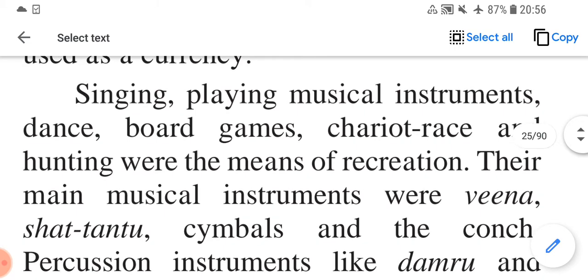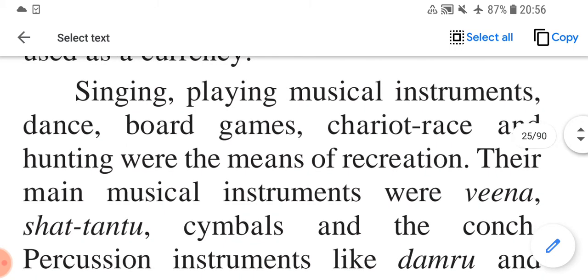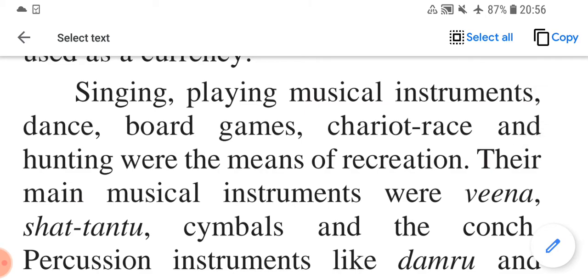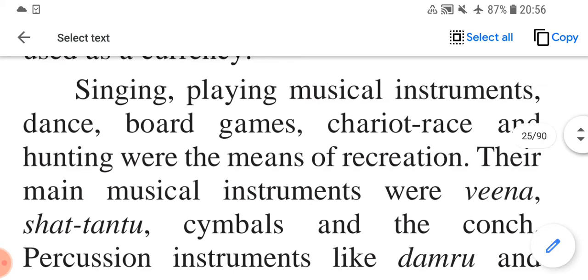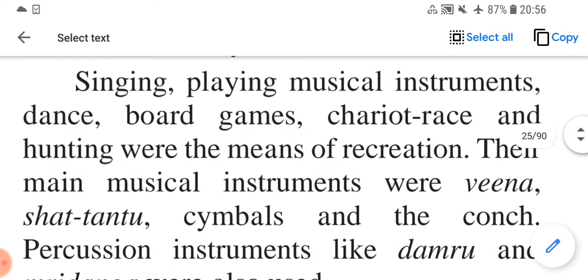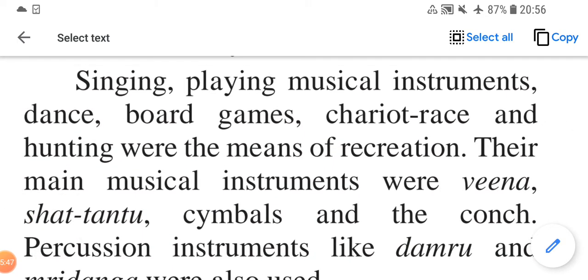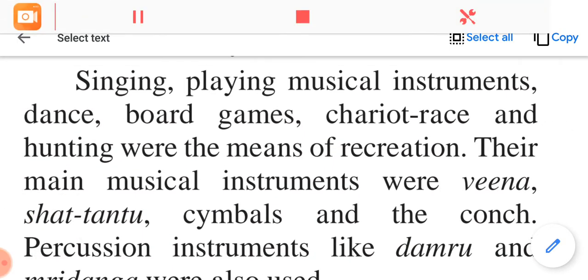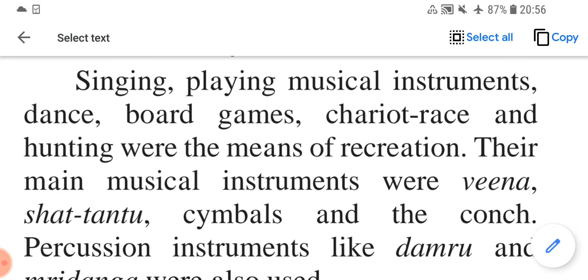Singing, playing musical instruments, dance, board games, chariot race, and hunting were the means of recreation. What are the means of recreation? After long work, they wanted to take some rest. So they used to sing songs, sit together, play musical instruments, dance, play some games, chariot races, as well as hunting.